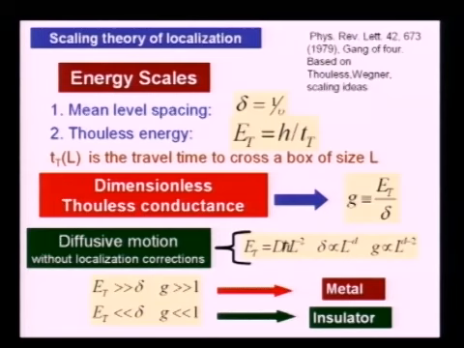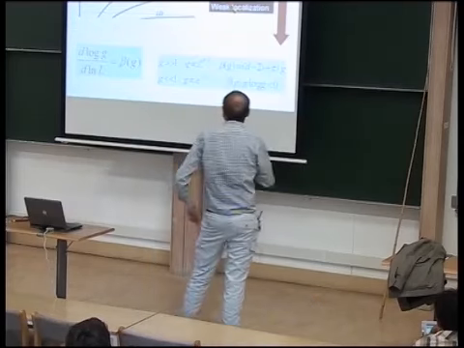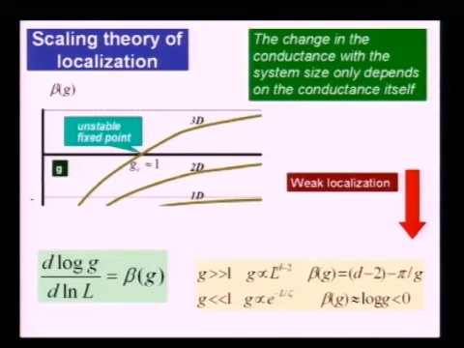So if you assume that you have diffusive motion, then you get that the dimensionless conductance should go like the size of the system to the d minus 2. But now, a very simple thing, you just get what is called the scaling theory of localization. So you just assume that the change of conductance with the system size only depends on the conductance itself. And then assuming that the beta function, which controls the running of the dimensionless conductance, is a monotonous function, then you can prove that in 1 dimension you have localization, and in 3 dimensions you have a metal-insulator transition.